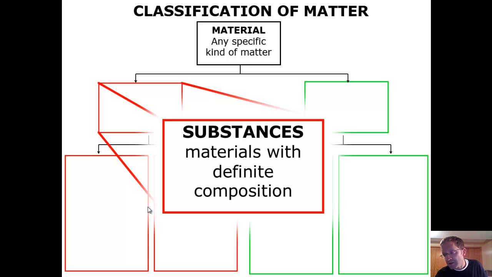Sugar has a very specific composition. Salt has a composition that matters the same everywhere. Water's H2O no matter where you go. So those are all substances. They have a definite composition that doesn't ever change.